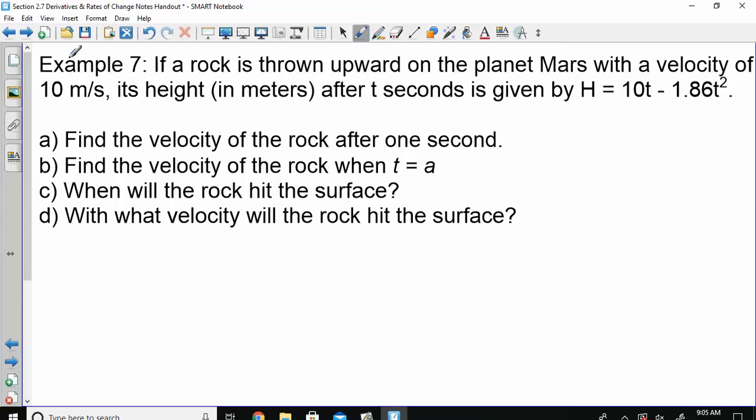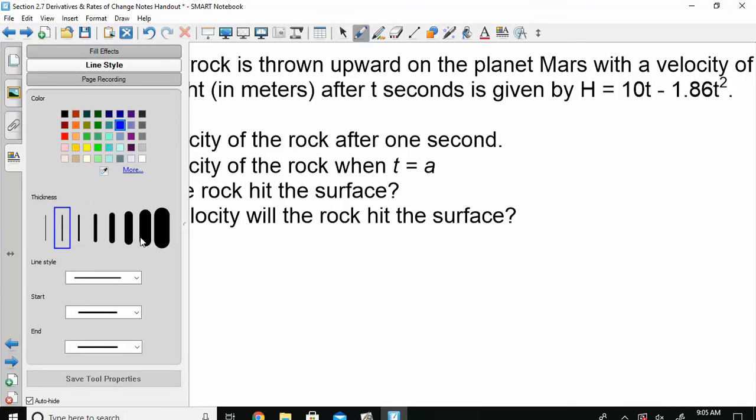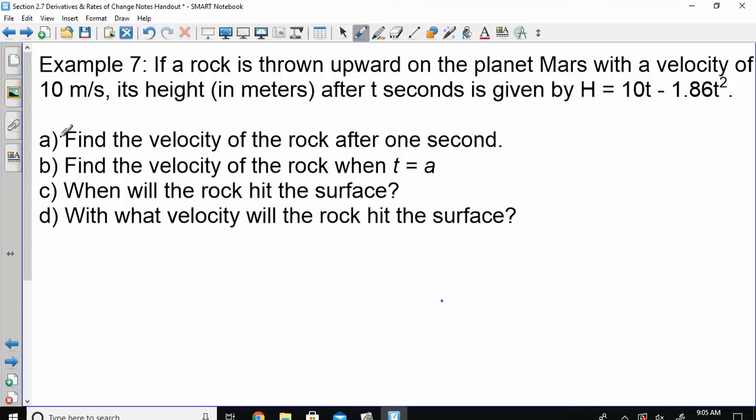For the rest of these examples, you have a homework problem almost identical to each of these. I think I assigned problem 13, and I'm doing problem 14 here. So I'm just doing something exactly like the questions on the homework. If a rock is thrown upward on the planet Mars with a velocity of 10 meters per second, its height after t seconds is given by this equation. Part A. Find the velocity of the rock after 1 second.